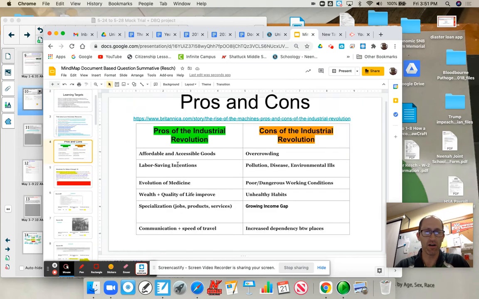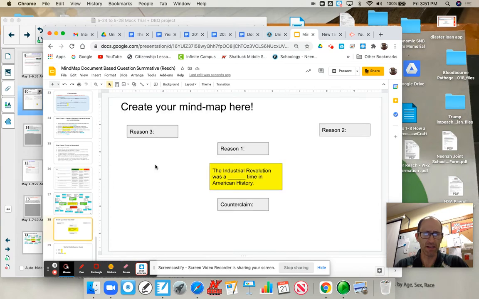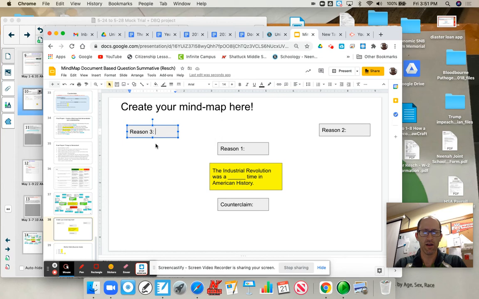Some of the keys are affordability, labor-saving inventions, evolution of medicine, wealth and quality of life improves, specialization, meaning people do certain jobs and only one thing, and communication and speed of travel improves. So I can take one of those and I can actually type it in right here. And maybe I focus on standard of living improves. This means people live longer, they live better lives.